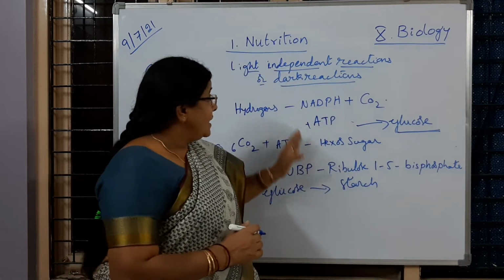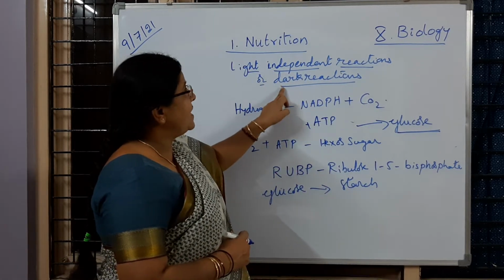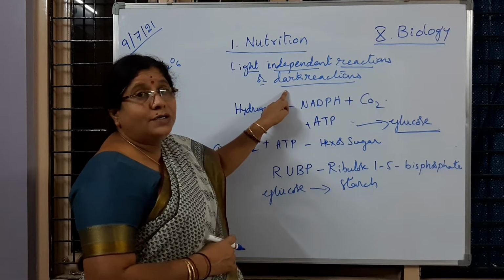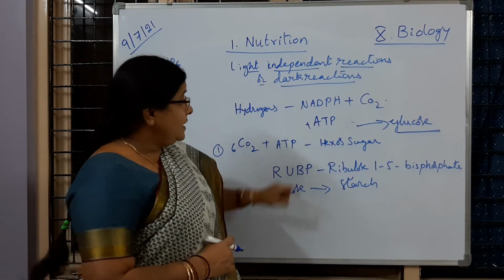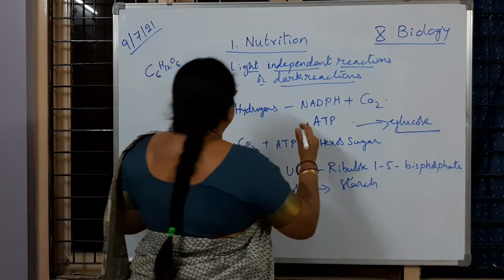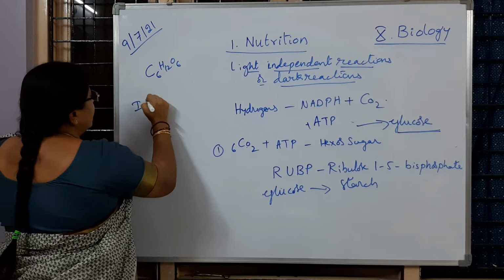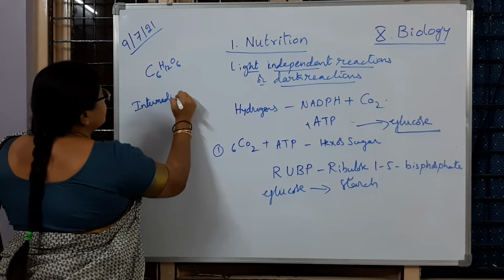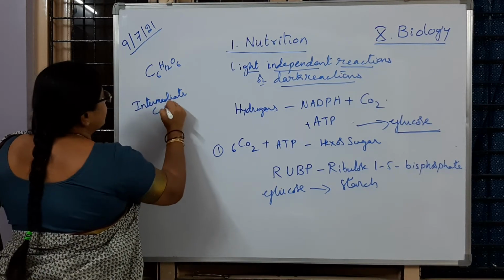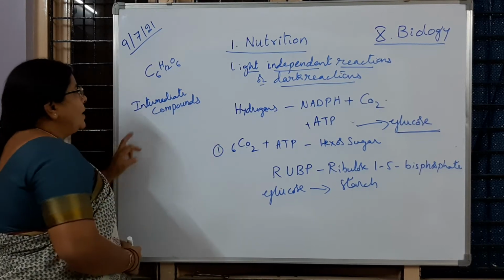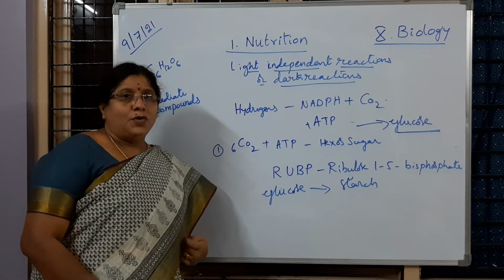Then in the second phase, that is independent reactions or dark reactions of photosynthesis, what you are going to learn here are the intermediate compounds. What do you mean by intermediate compounds?